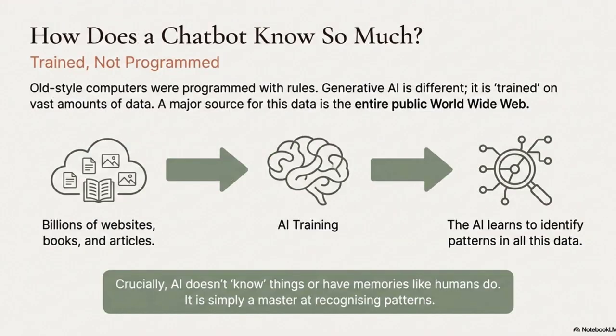Where does the vast amount of data come from? A major source is the World Wide Web. Websites are scraped, as it is called, to collect huge amounts of data. And while old-style computers were programmed, generative AI is trained on all this data. However, the LLM doesn't know things like humans do. It has no memory, but it's a master at seeing patterns, and it learns to identify patterns in the data. So when you enter a prompt, the LLM sees the pattern and predicts the most likely next word. It's all done by maths and statistics.